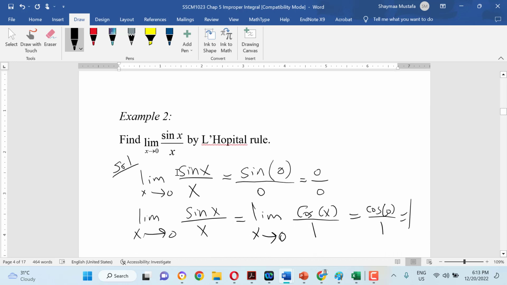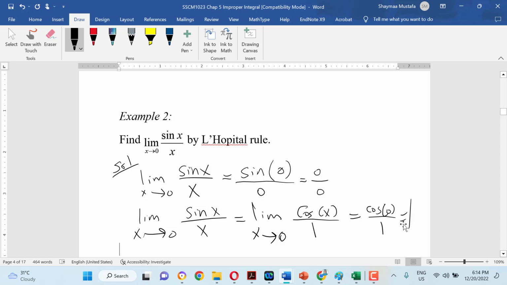So how do I calculate the limit? I will apply L'Hôpital's rule. We will take the derivative of sine x and the derivative of x. So the limit of sine x over x will equal the limit of the derivative of sine, which is cosine, over the derivative of x, which is 1. So cosine 0 over 1. Cosine 0 is 1, over 1, which is equal to 1. So the limit of sine x over x is equal to 1.